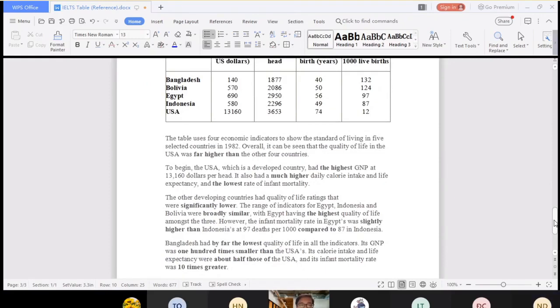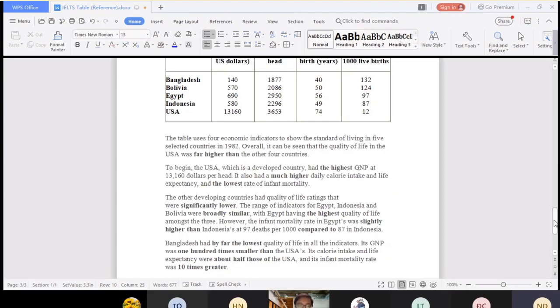The table uses four economic indicators to show the standard of living in 5 selected countries in 1982. Overall, it can be seen that the quality of life in the USA was far higher than the other 4 countries.